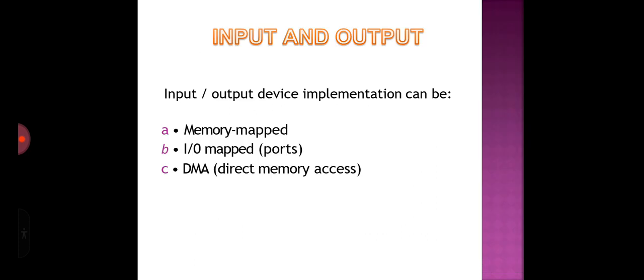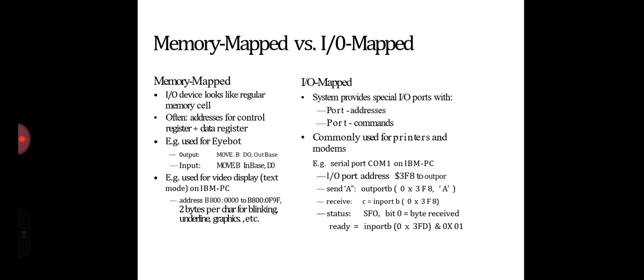Next comes the input and output system. Input and output system consists of memory mapped, input output mapped, and DMA, which is direct memory access. Memory mapped versus input output mapped. Memory mapped is where the input output device looks like a regular memory cell. An input output mapped system provides input output ports with port address, port commands, often addresses for control register plus data register. Commonly used for printers and modems.